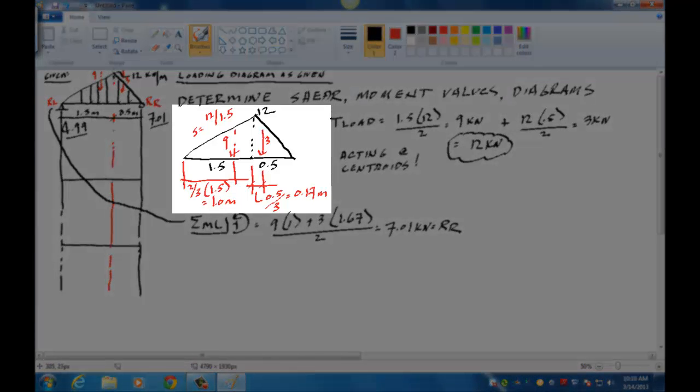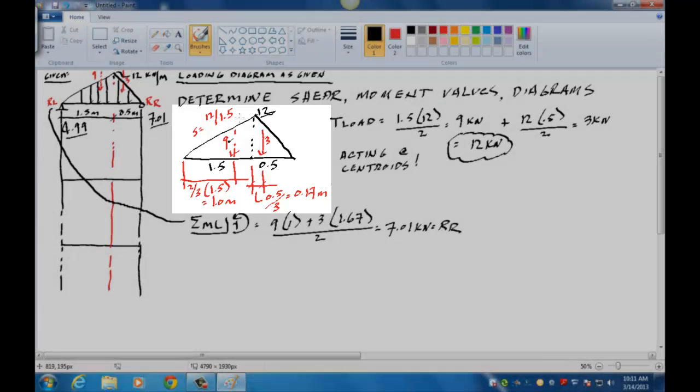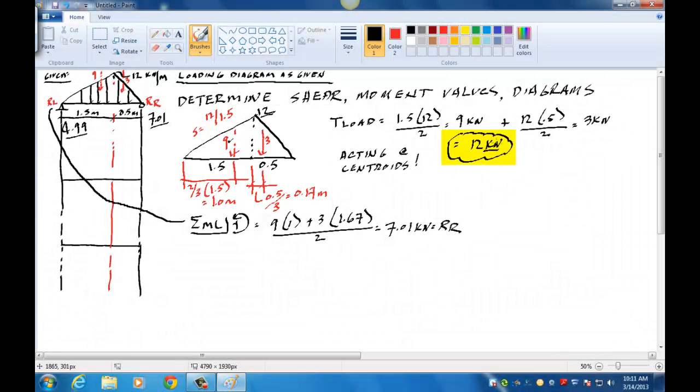Notice these are triangular shapes, and so the area is nothing more than the base, which is 1.5, times the height, which is 12, divided by 2, and that number is 9. On this side, it's a half times 12 is 6, divided by 2 is 3, so our total load is 12 kilonewtons for the whole beam.